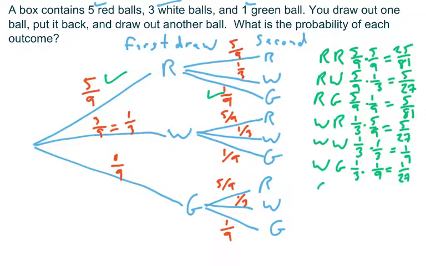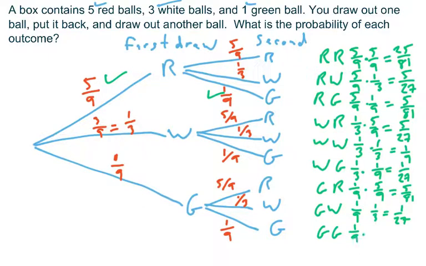Finally, green times a red would be 1/9 times 5/9, and that's 5/81. A green followed by a white would be 1/9 times 1/3, and that's 1/27. And a green followed by a green would be 1/9 times 1/9 equals 1/81.